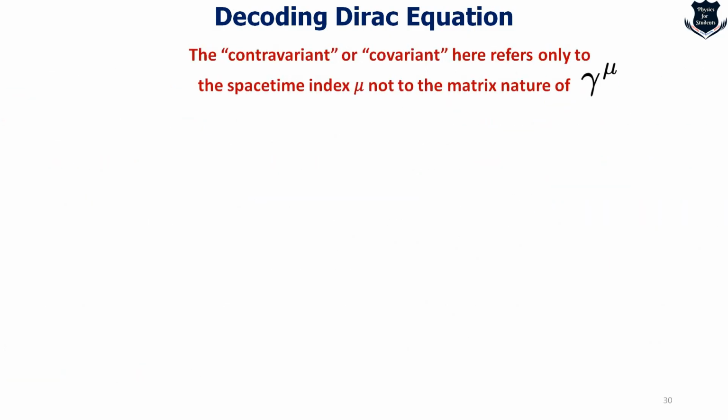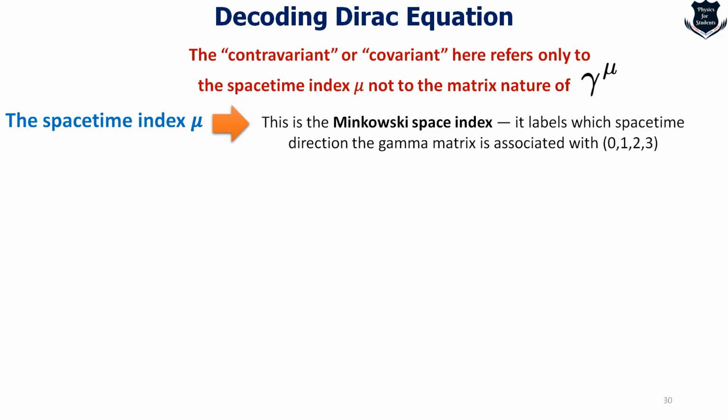Now here you see a very important note which is important to mention. The contravariant or covariant, when I'm mentioning, refers only to the space-time index, okay, and not the nature of the matrix. Let me tell you what I mean by that. What I'm trying to tell you is that the space-time index mu is simply a Minkowski space index. As you can see, it is a flat space-time: 0, 1, 0, 1, 0, minus 1.